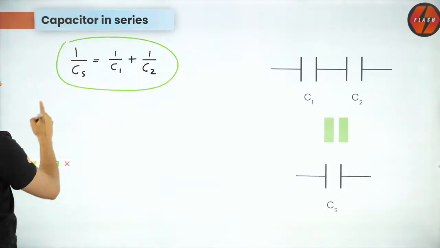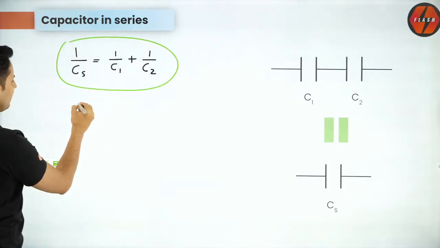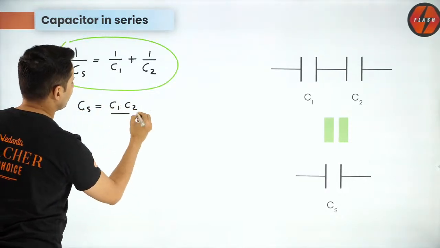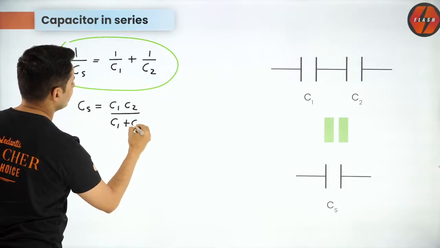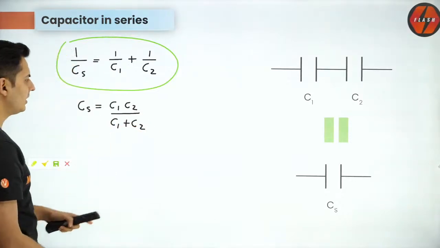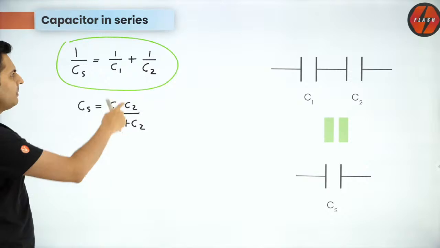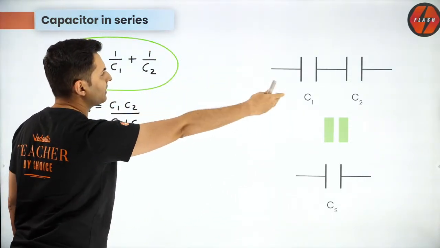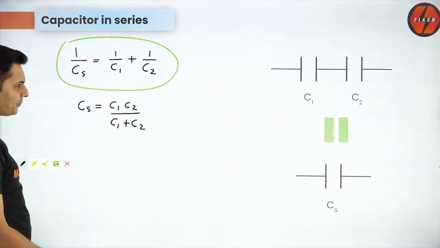And you can also take the LCM and simplify it, and you can write it as CS is equal to C1 C2 divided by C1 plus C2. This will also work if there are two capacitors. And by the way, this formula will extend if there are more capacitors, like 1 by C3 plus 1 by C4 and so on and so forth.